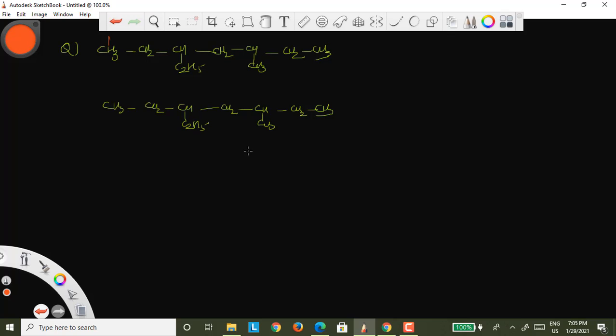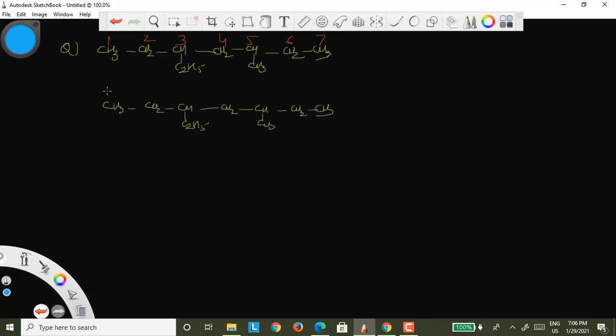Good evening, students. Now, this is part 3 of nomenclature and naming of organic compounds. For this particular compound, how do we give the IUPAC name? We have to select the longest chain. The longest chain is 1, 2, 3, 4, 5, 6, 7. So this is the longest chain.